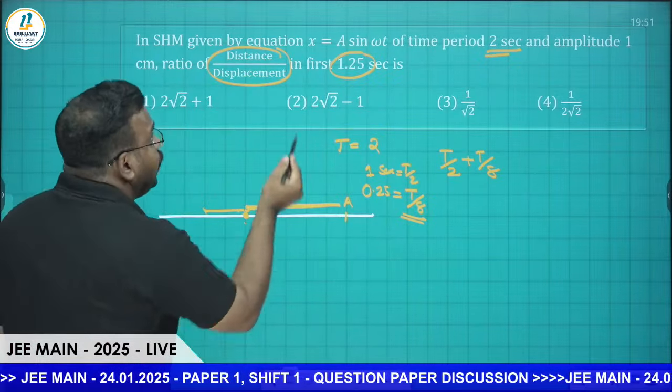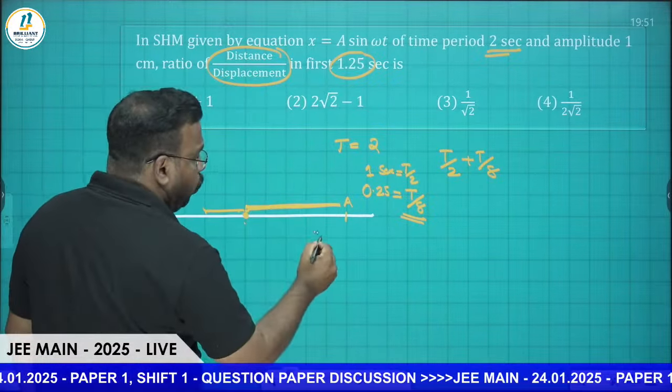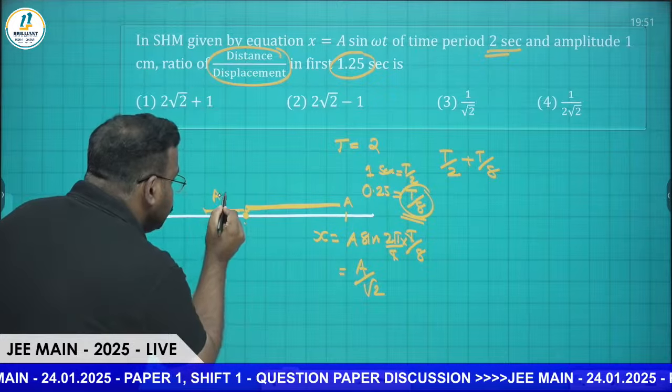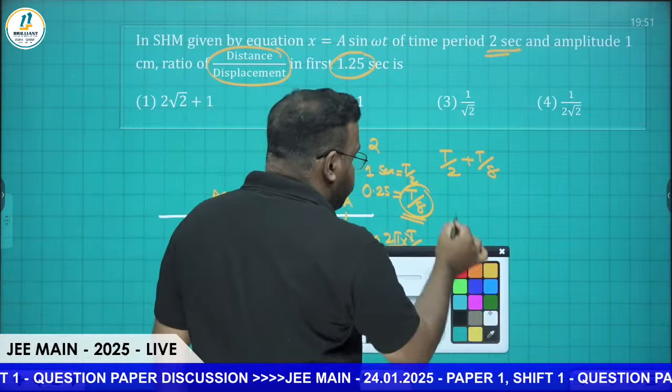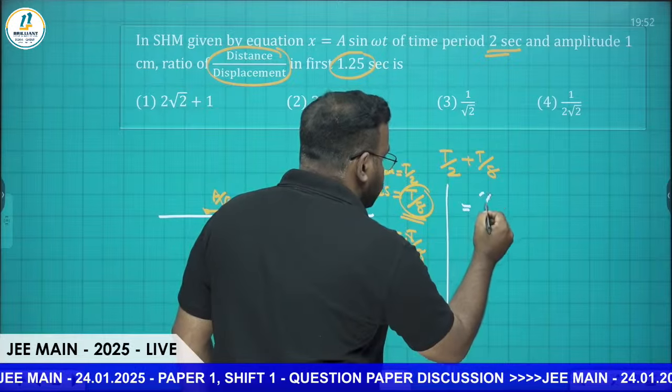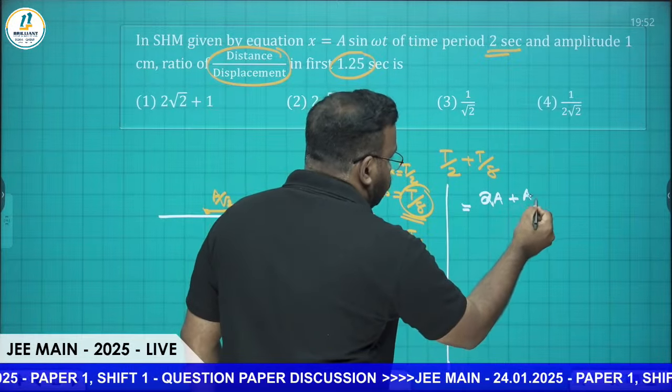So how can we find that? For that we can use the x formula. x is equal to A sin omega t. Omega is 2 pi by T, into time T by 8. T got cancelled, so we get pi by 4. So sin pi by 4, that is 45 degrees, is 1 by root 2. So we are getting A by root 2, which means this distance is equal to A by root 2. Okay. So we are going to find distance by displacement. Distance is equal to A plus A by root 2. So look at this, distance is A plus A, that is 2A, plus A by root 2.